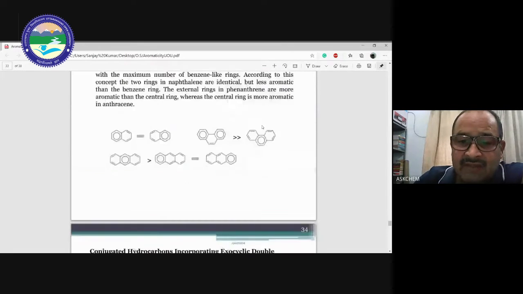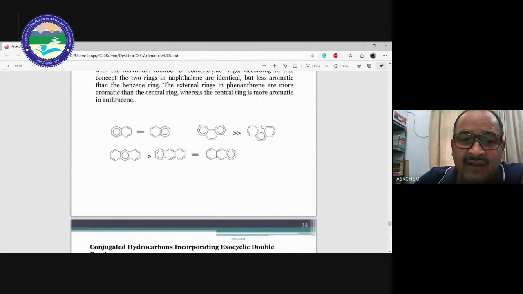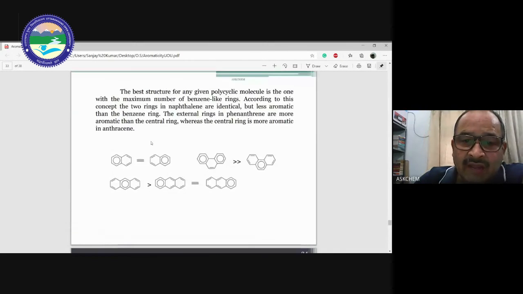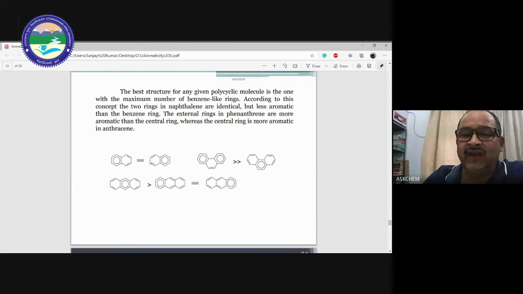So in this molecule, it says that the external rings in naphthalene are more aromatic than the central ring, whereas the central ring is more aromatic in anthracene. Now we have these different structures. Naphthalene, whether you write it this way, left hand or right hand, it doesn't matter, because it will give rise to the complete aromaticity of at least one ring.